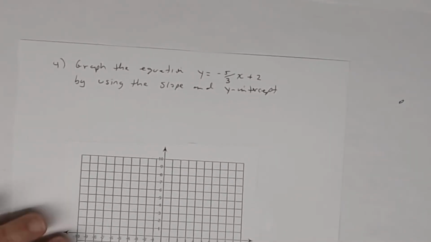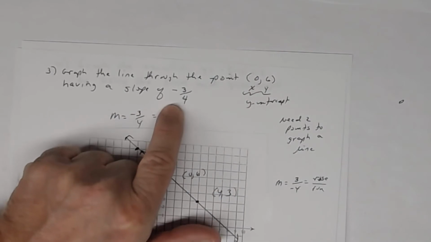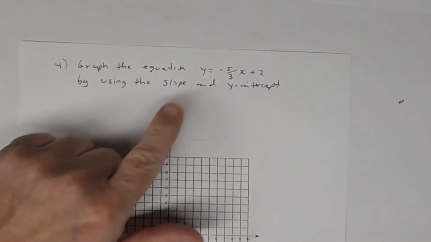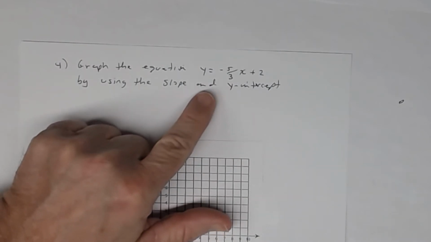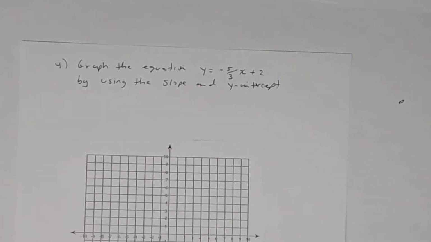All right, number 4. This one's different. In the previous 3, you were given the y-intercept and the slope. In here, though, you're not given it like that. All you're given here is the equation of the line, and you want to use the slope and the y-intercept. Okay, you got to remember something, though.